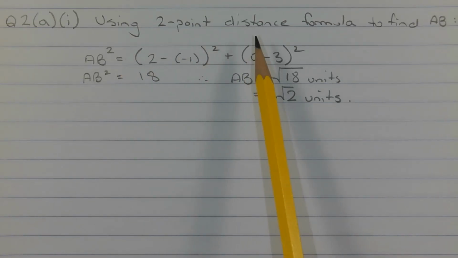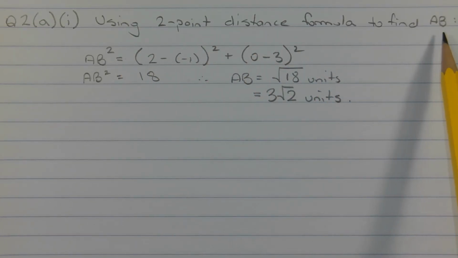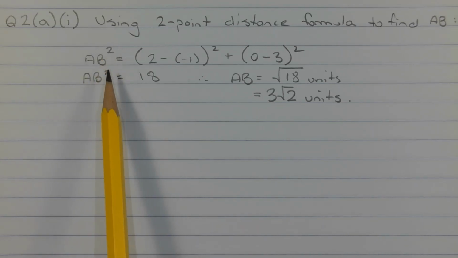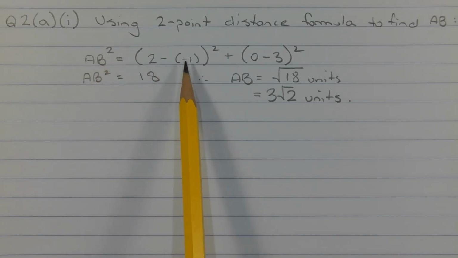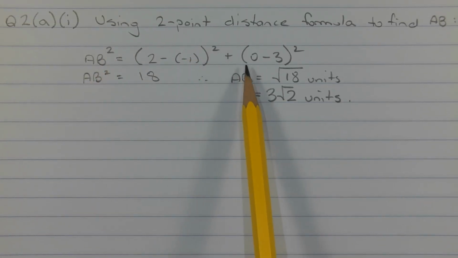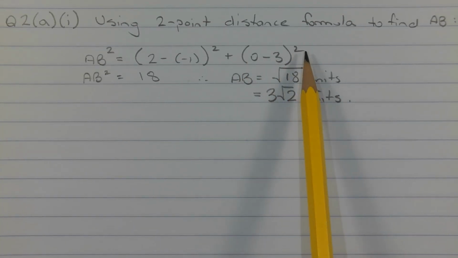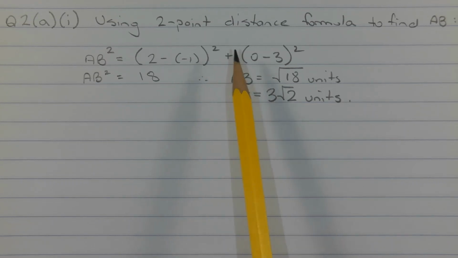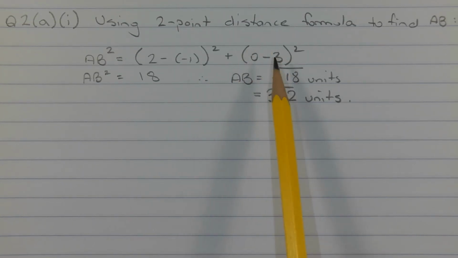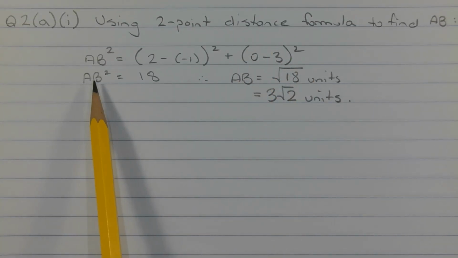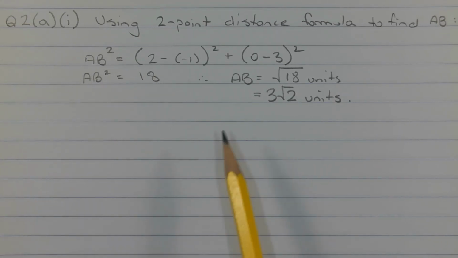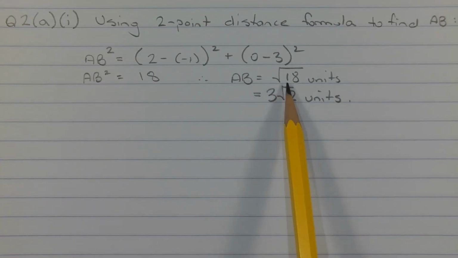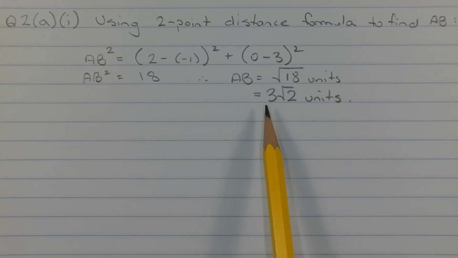Using the two-point distance formula to find the length of AB, we have AB squared is equal to (2 minus -1) squared plus (0 minus 3) squared. That is (x2 minus x1) squared plus (y2 minus y1) squared. And we get AB squared is equal to 18. Taking the square root of both sides to make AB the subject, we get AB is equal to the square root of 18 units, or 3 root 2 units in simple surd form.